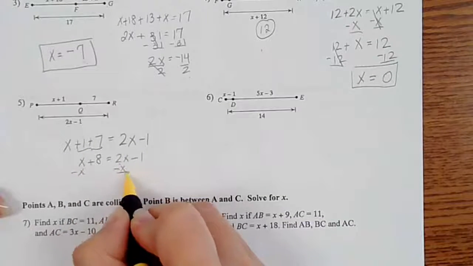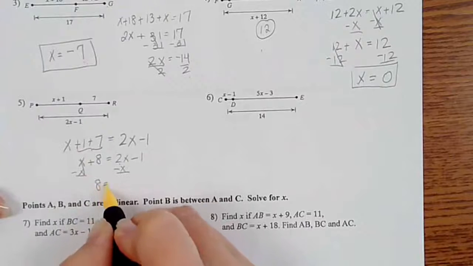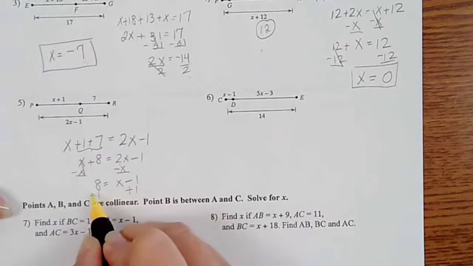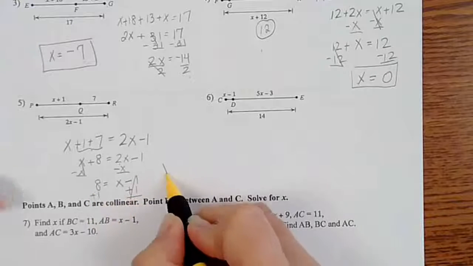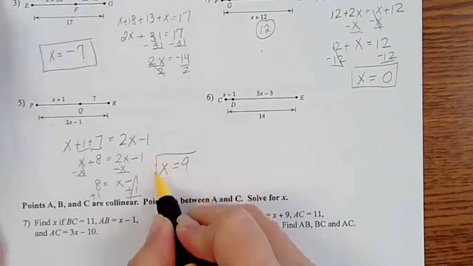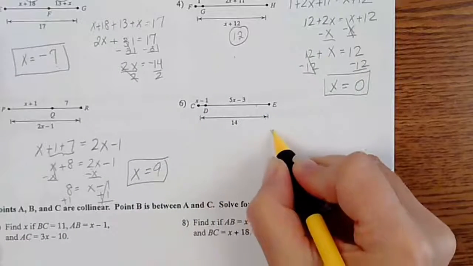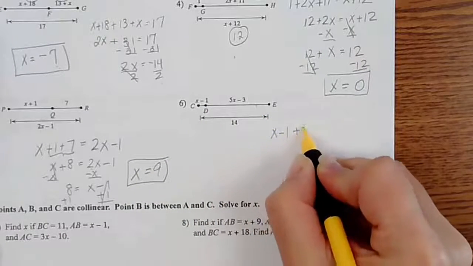8 equals, that's 1x, minus 1, add 1. Ooh, that's 9. X equals 9. Kind of ran out of space. This guy over here, small plus small, right? The two little guys. Plus 5x minus 3 is equal to 14.